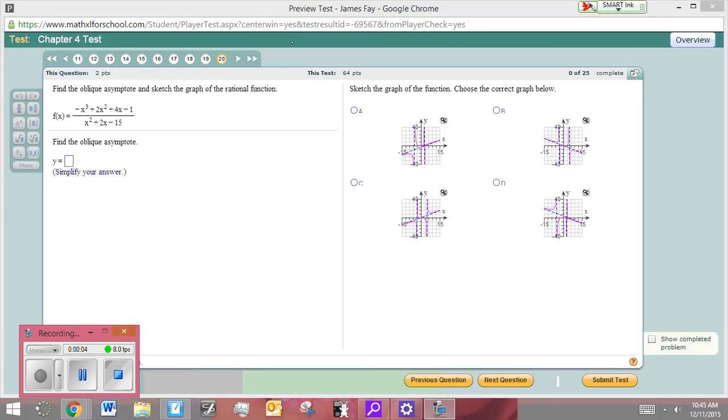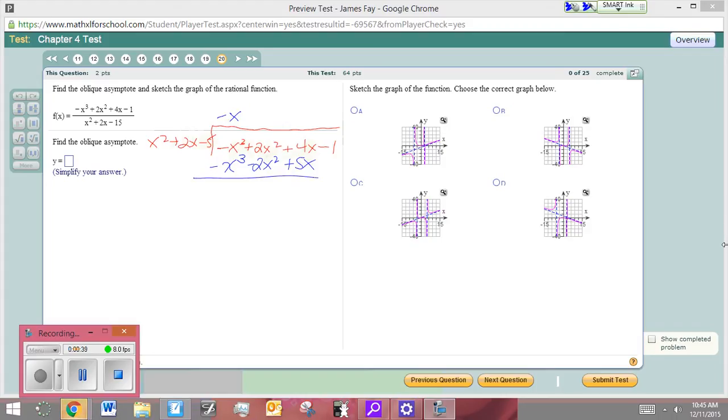Question number 20. Find the oblique asymptote and sketch the graph of the rational function. So you're going to take negative x cubed plus 2x squared plus 4x minus 1 and divide it by the denominator, x squared plus 2x minus 5. Now you're thinking of a number that multiplies by x squared to give you negative x cubed. So it's going to be negative x. So it gives me negative x cubed, minus 2x squared, and plus 5x.